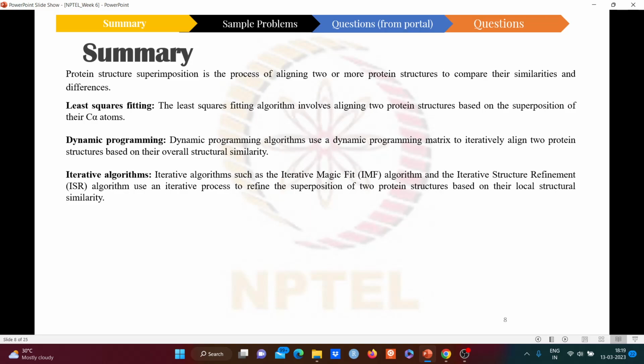Next are the iterative algorithms, such as iterative magic fit IMF or iterative structure fit ISR, which use an iterative process to refine the superimposition of two protein structures based on their local structural similarity. These iterative algorithms can handle more complex structural differences between proteins than the least square fit algorithm and can provide accurate superimposition results.